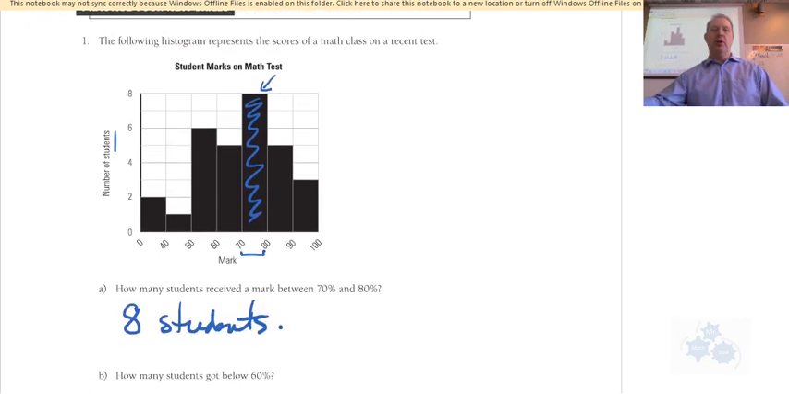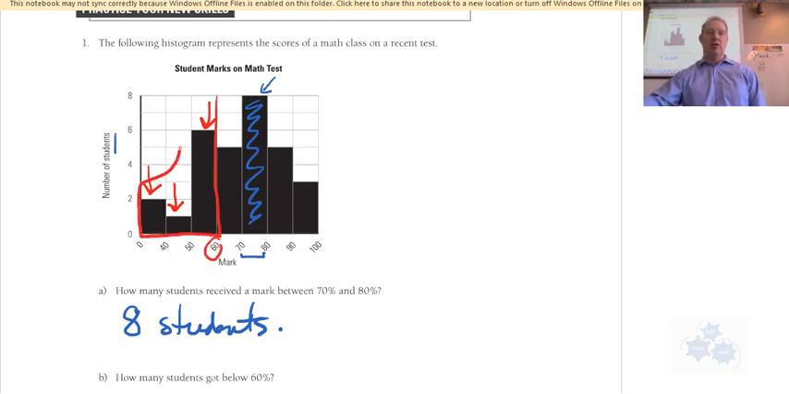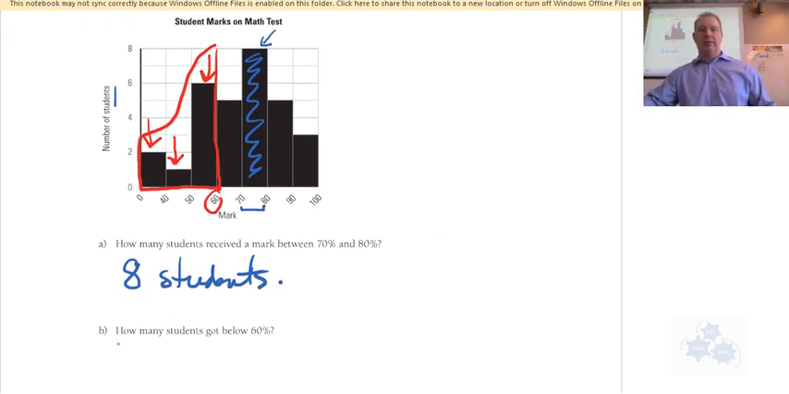How many students got below 60%? Okay. So here's a good question. Below 60% would be this bar, for sure. And is that the answer, 6? Why not? Right, there's these two as well. Very good. So we have to add all of the numbers that are represented there. So here's 60, and here is everything below 60, all of these bars. So that's going to be 6 plus, what's this one? Looks like half of 2, so that's going to be 1.